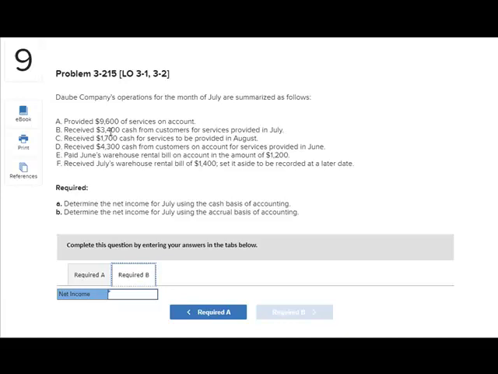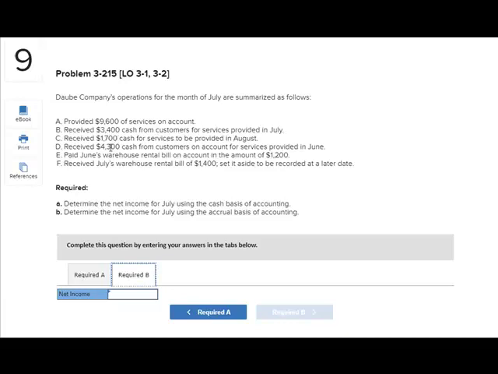Here we received cash, and it was for services provided in July, so we get to count this as revenue in July. But the $1,700 in cash, that was for services to be provided in August. So this is going to be deferred revenue in July. We're not going to count this as revenue until August when we provide the services.